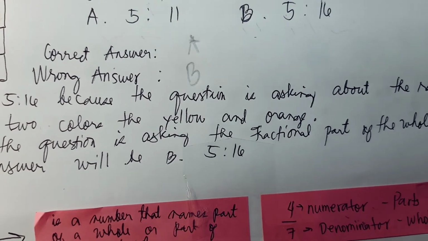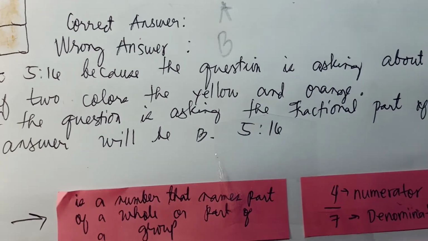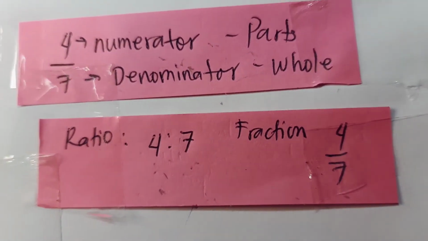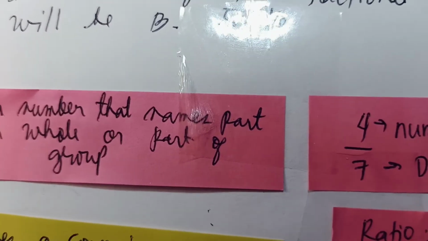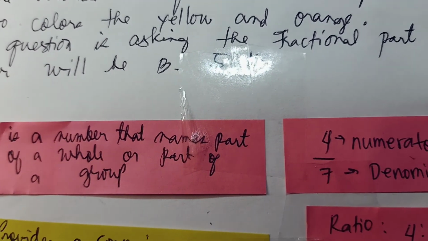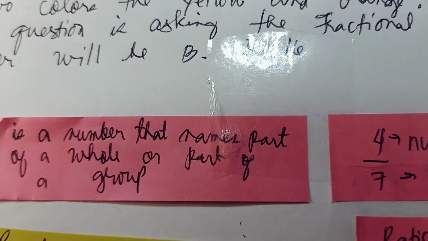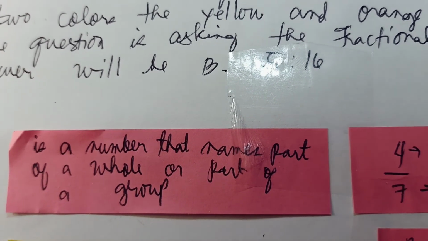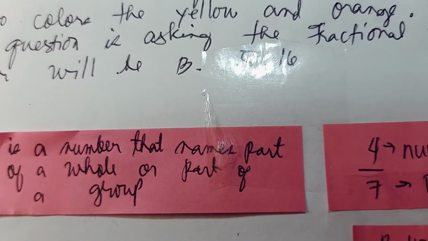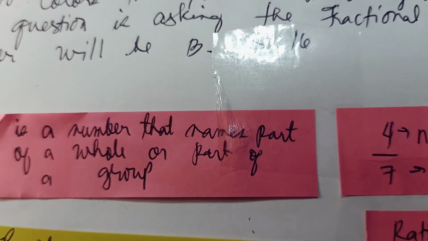Did you get it? I have a question first. What is the answer of this? A number that names part of a whole or a group or a part of a group. What is the answer? Fraction, ratio, or proportion? The answer is fraction. Remember, it is a number that names part of a whole or a part of a group.